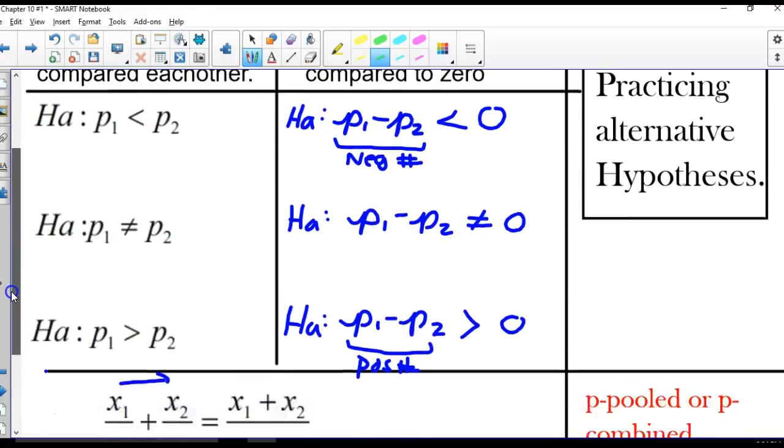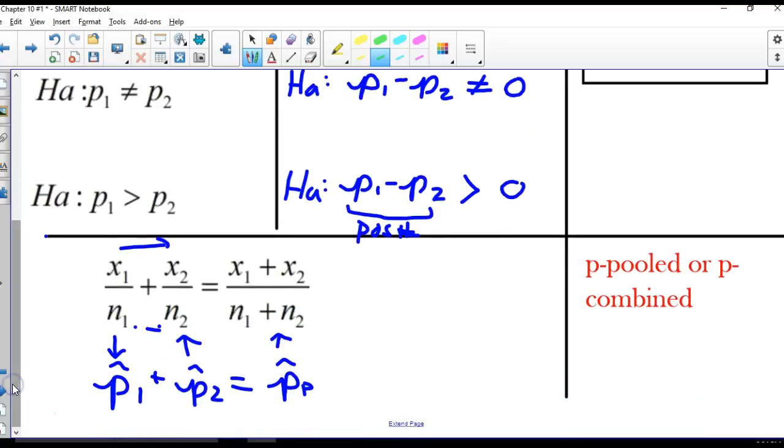After you pause and write all this down, the next one you're going to need is the formula for P pooled or P combined. You only use this during a test. Notice you do not find a common denominator. You just add across from P hat of 1 to P hat of 2, the numerators and the denominators.